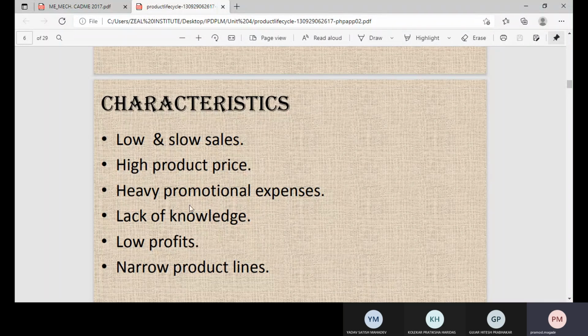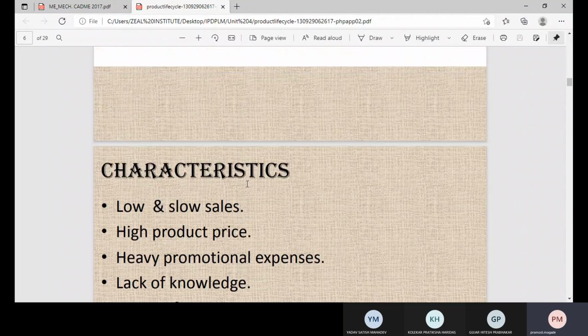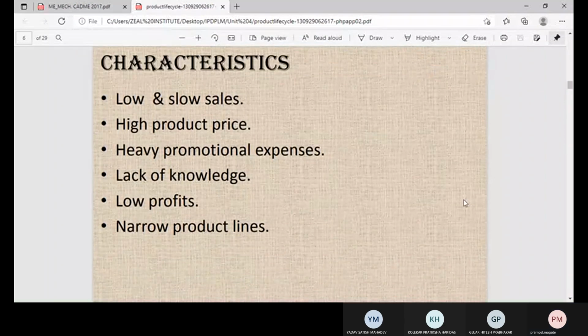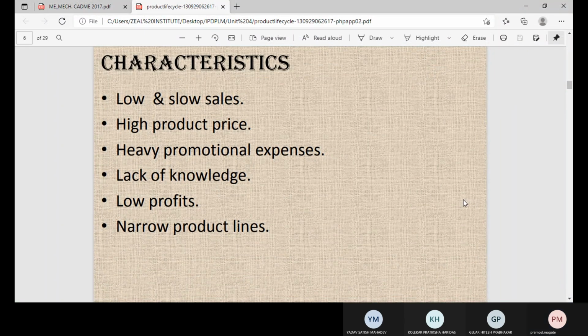This is also the crux, a summary point: characteristics of the first stage only. So write down this: low and slow sales, high product price, promotional expenses, lack of knowledge. Lack of knowledge म्हणजे काय? जरी एक्सपिरियन्स असेल आणि त्याने लॉन्च केला असेल तर त्याला मार्केट सर्वे करायला लागतो, कारण मार्केट स्टडी हा प्रत्येक वेळी व्हॅरी होतो. मागच्या वेळी होता तसंच नाही राहणार.